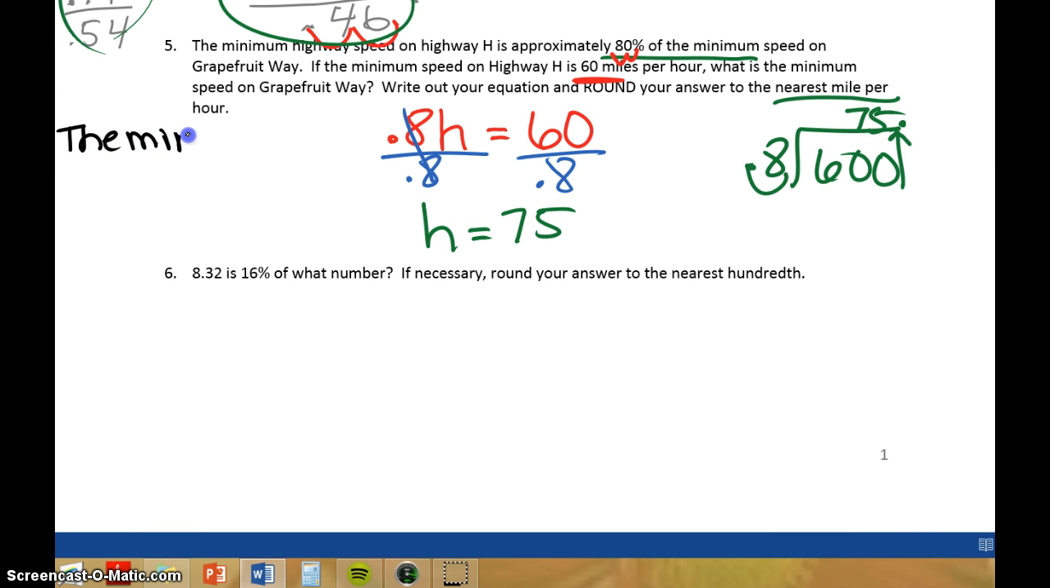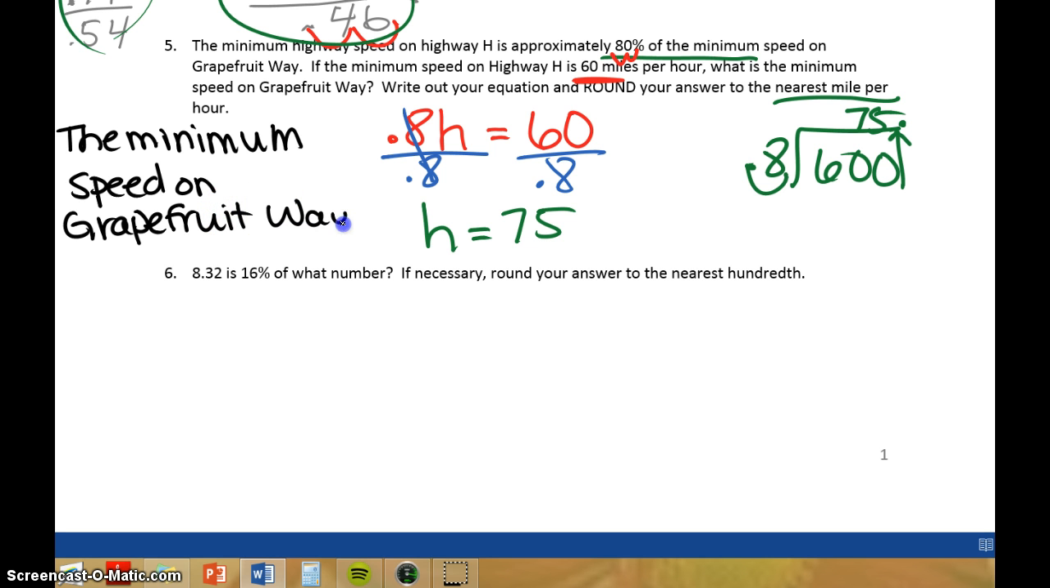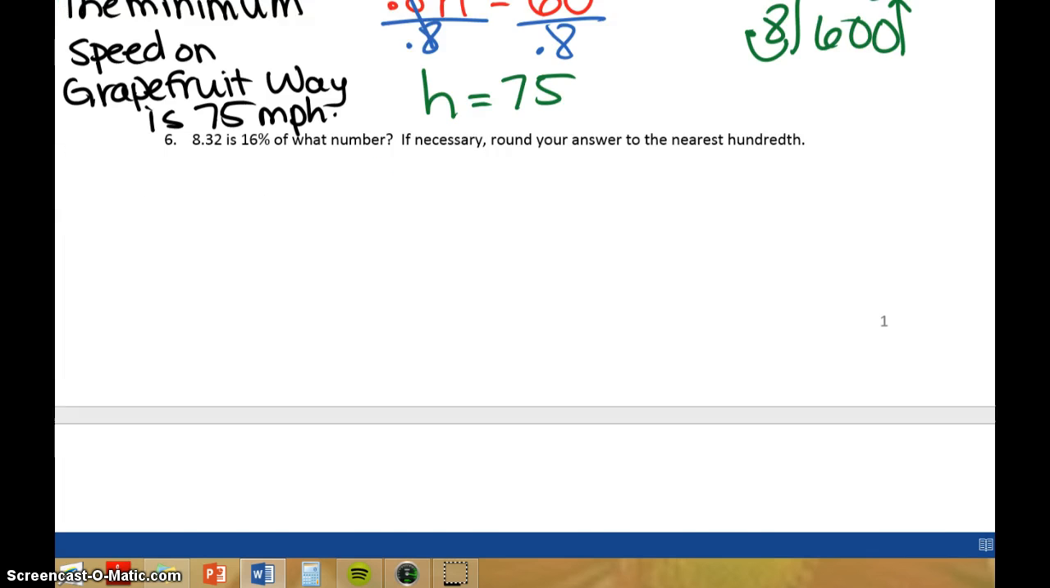The minimum speed on Grapefruit Way is 75 miles per hour. And that is my final answer there. Now let's go on to number 6.